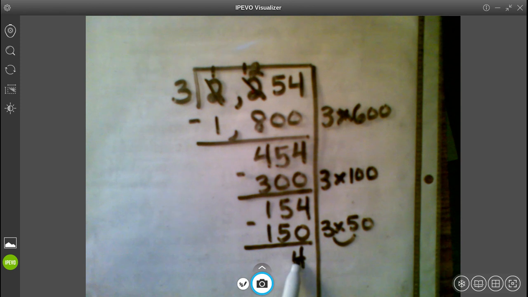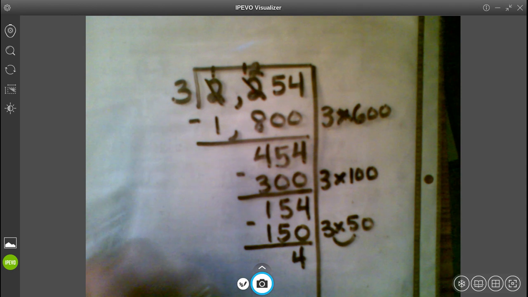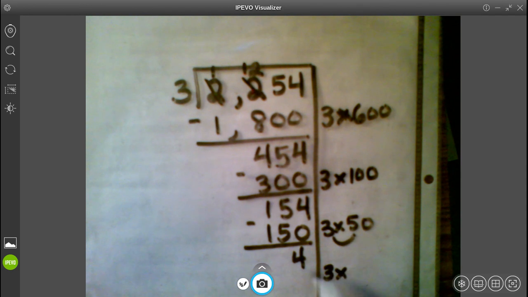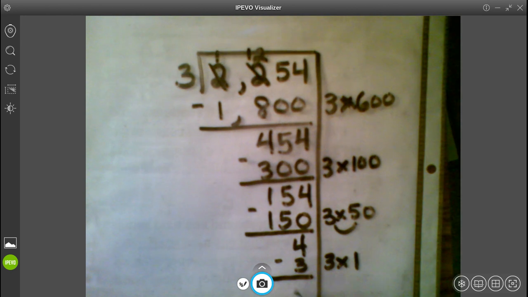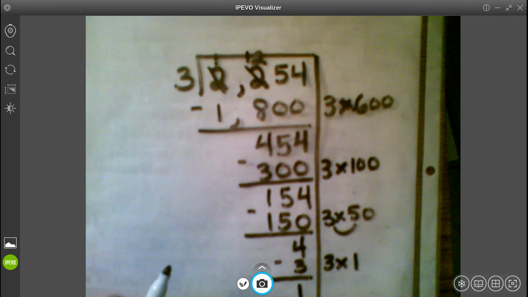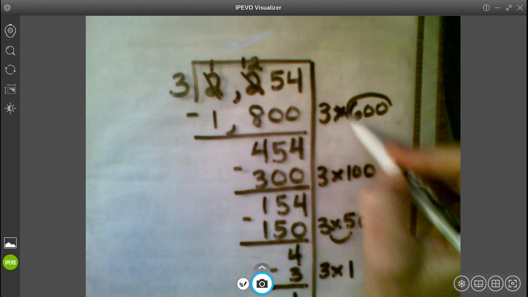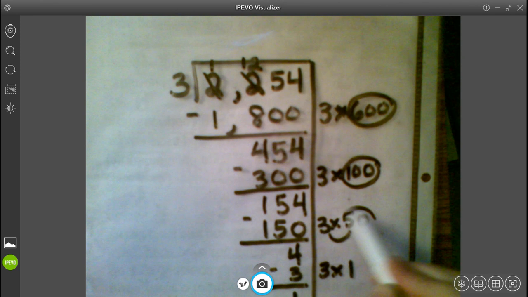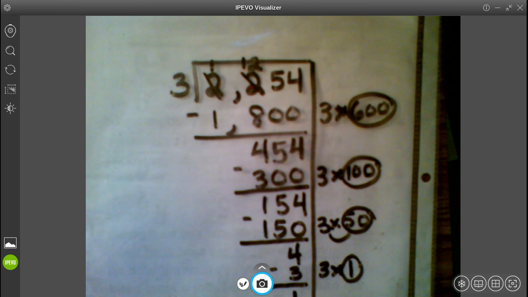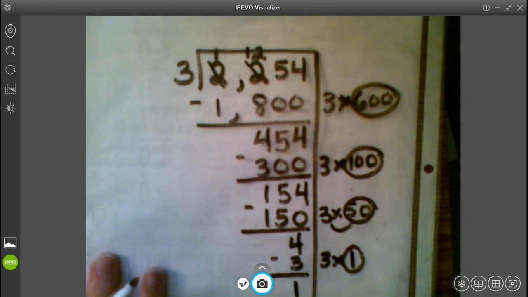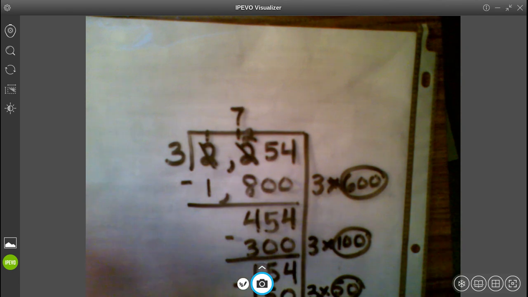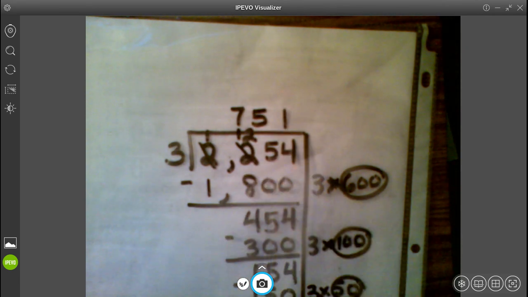Okay, we can't stop yet. What's left is not smaller than our divisor, so we have to keep going. 3 times what gets us close to 4 without going over? 3 times 1 is 3. That's close to 4. When we subtract, we have 1 left. Now we can stop because 1 is less than our divisor 3. Okay, let's see. Our partial quotients, we used 600, 100, 50, and 1. And then we don't want to forget about our remainder of 1. So altogether, our quotient would be 751, and we have a remainder of 1.